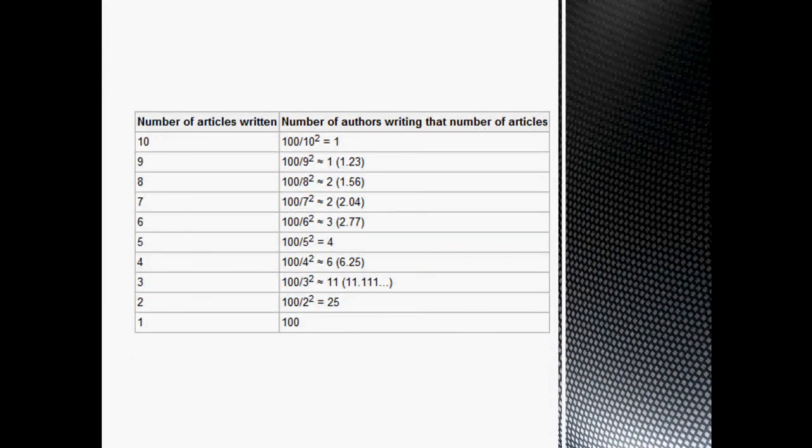Continuing with the example from the last slide, this table shows the number of authors that have written a number of articles. If you look at the table, you can see that the number of authors who wrote 1 article is 100. And as we go up the table, the number of authors decreases as the number of articles increases. So in the end, we have 10 articles written by only 1 author.